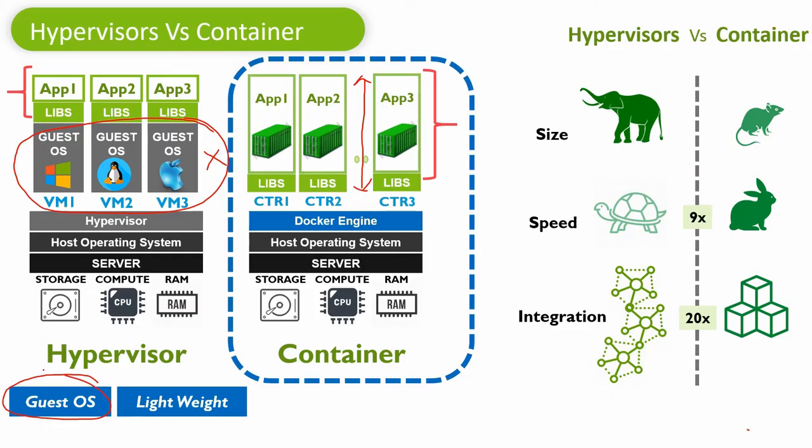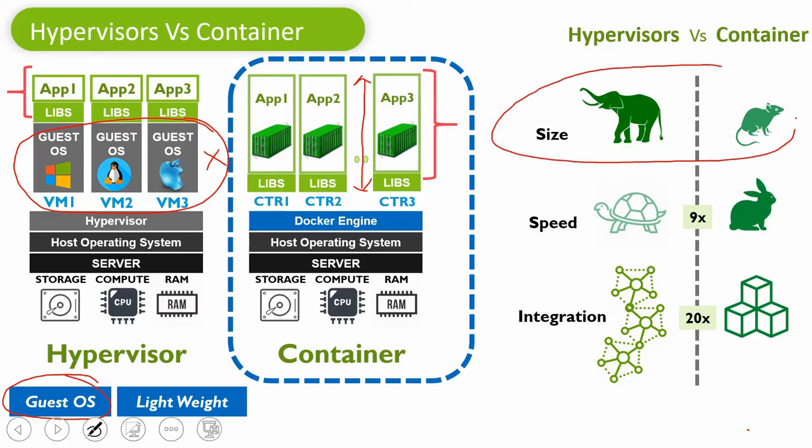We have tried to show you this with the example of elephant versus mouse. Hypervisor based virtual machines represent the elephant, whereas the mouse represents the smaller container.